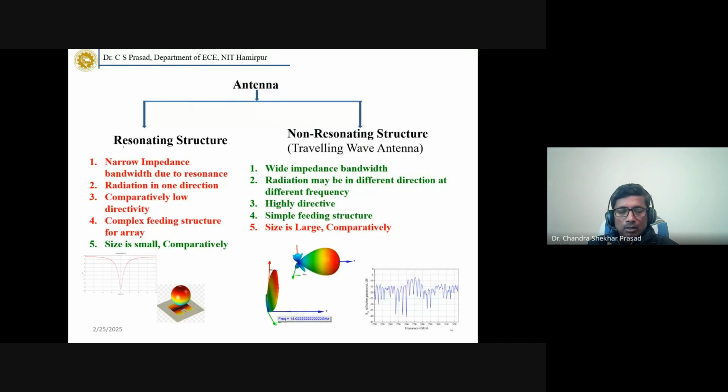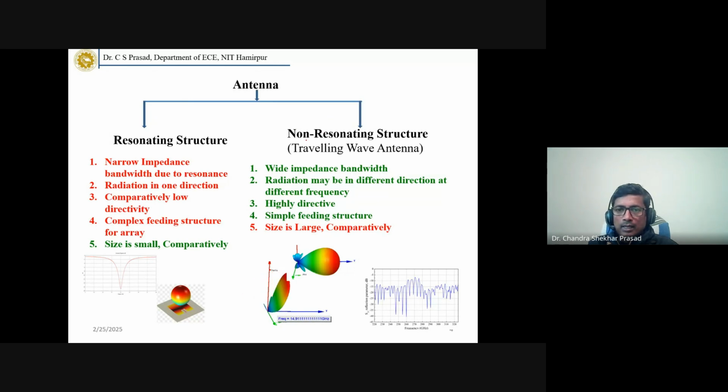You all know about resonating structures. Since we have resonance, and resonance theoretically occurs at a single frequency, we have narrow impedance bandwidth. And if you see a patch antenna or dipole antenna, radiation is basically in one fixed direction, and directivity is comparatively low. To have high directivity, we have to go for antenna arrays. The advantage is we can have a small size, maybe limited to lambda by 4 or lambda by 2. So these are some basic advantages and disadvantages.